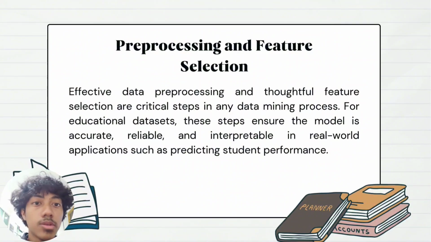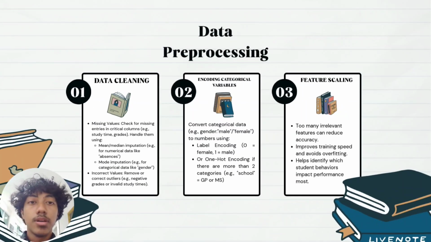So right now we're going to talk about pre-processing and feature selection, where effective data pre-processing and thoughtful feature selection are critical steps in any data mining process. For education datasets, this step ensures the model is accurate, reliable, and interpretable in real-world applications, such as predicting student performance. For this part, we will focus on data pre-processing. It is one of the most important steps before building any prediction model, and it involves 3 stages: data cleaning, encoding, and feature scaling.